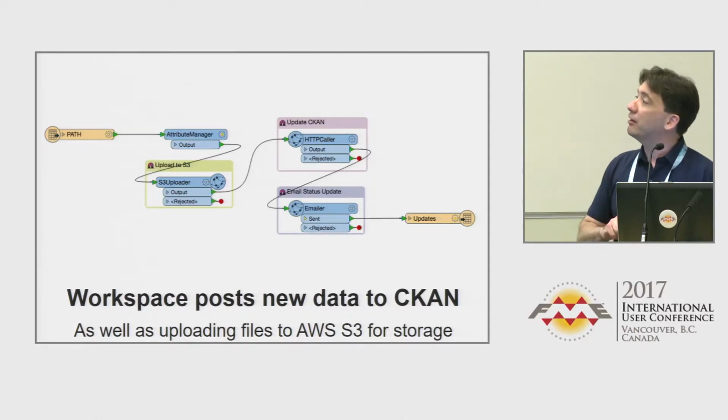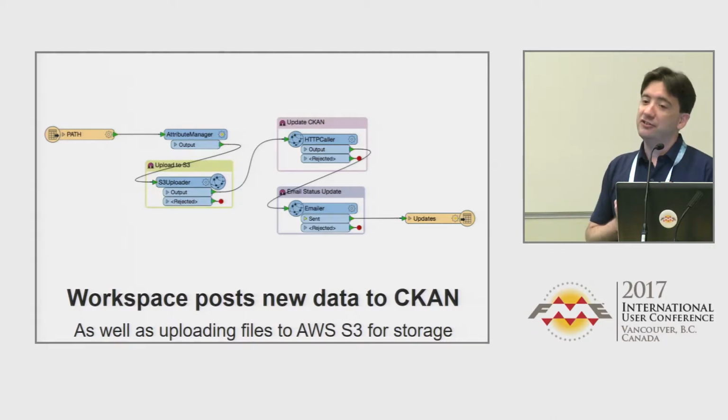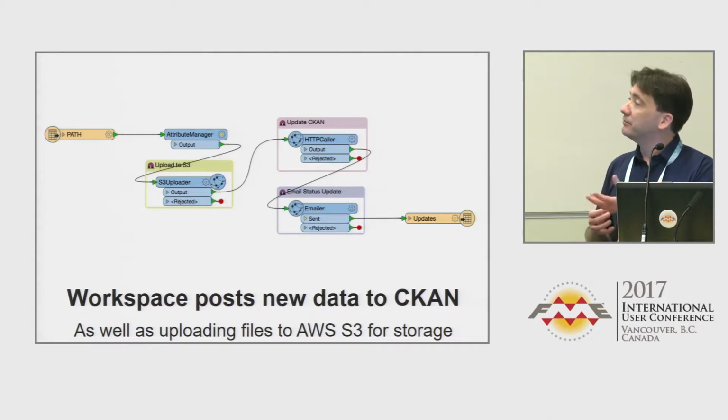Here they're just scanning over a file path to find where new data sets have been dropped in, creating some attribution, uploading to S3, and then using the HTTP caller with a post request to say, right, this is the information that we've uploaded, these are the links, create a new record, associate this data link with this record, and then email that out as an update status to those people who are interested, so they can see the data sets that have been updated, and then that data becomes available on their website instantly.